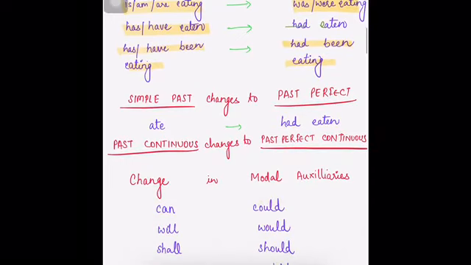Okay, so what about the other tenses? If there is simple past, it will change into past perfect. So for example, ate will change into had eaten. Why? Because simple past will change into past perfect. And another one, past continuous changes to past perfect continuous. So what can be the example here? Was eating into had been eating, right?